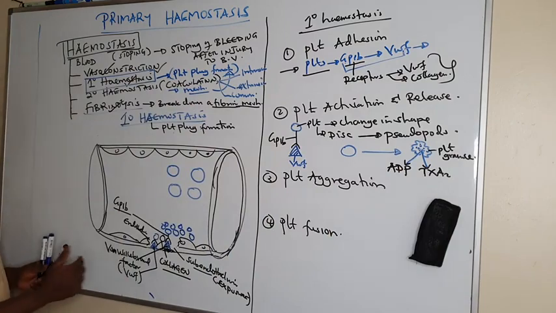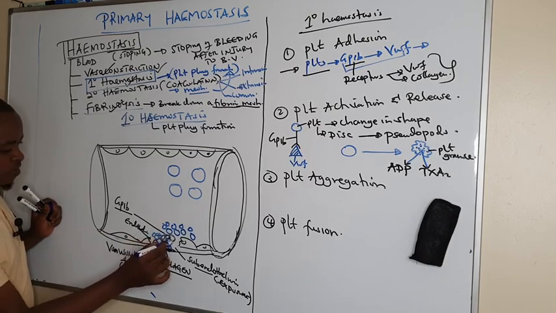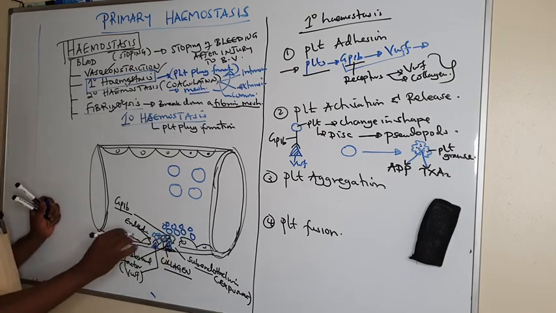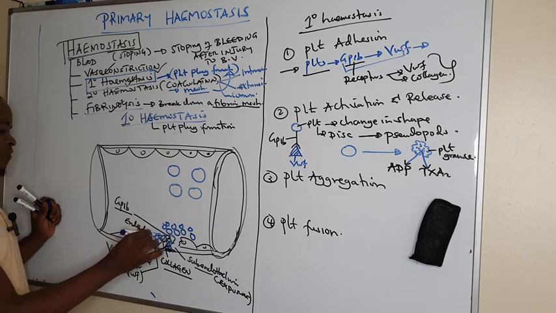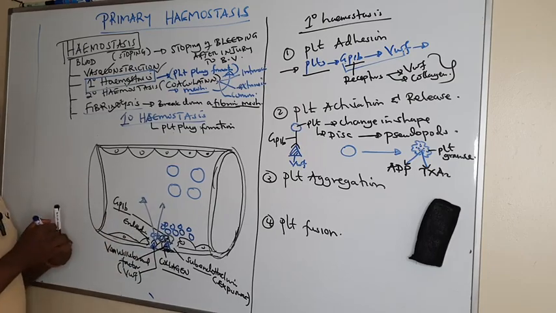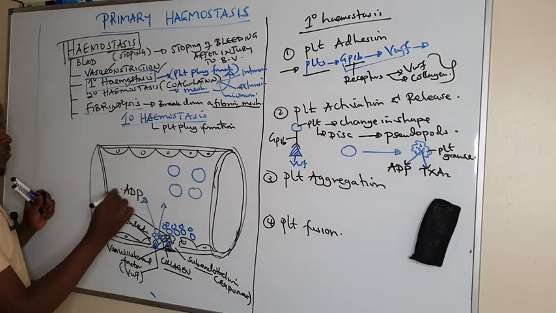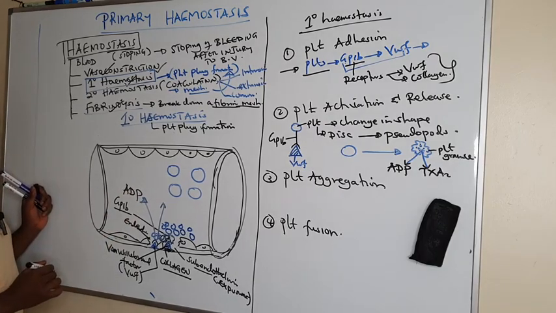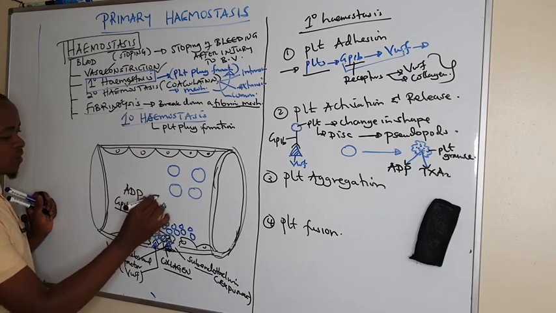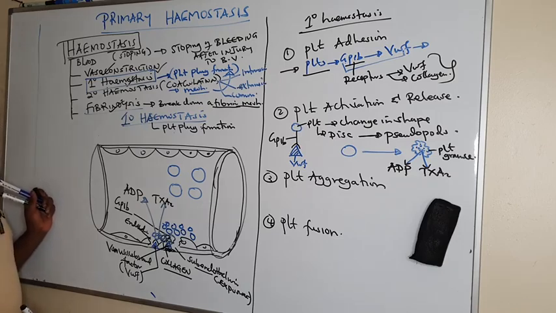So when these platelets bind, they change shape from discoid to amoeboid, and after changing shape, they are triggered to release substances. The substances released are ADP, adenosine diphosphate, and thromboxane A2, which are the platelet granules released.